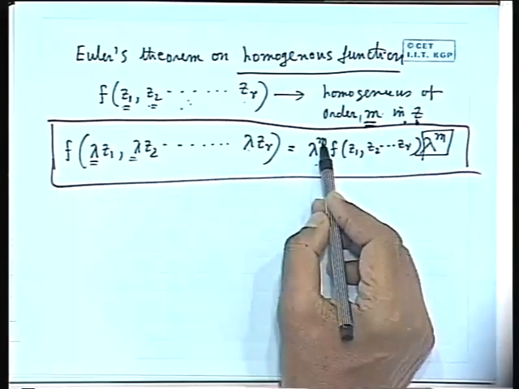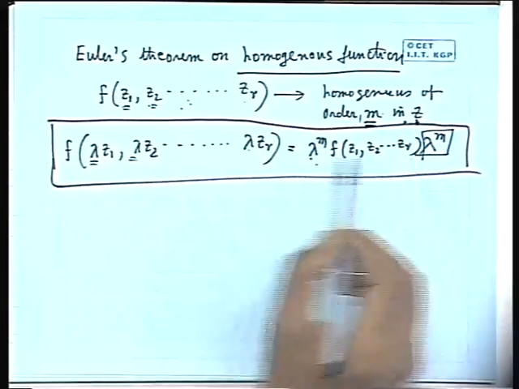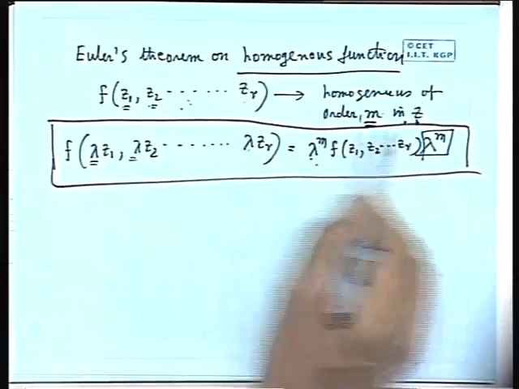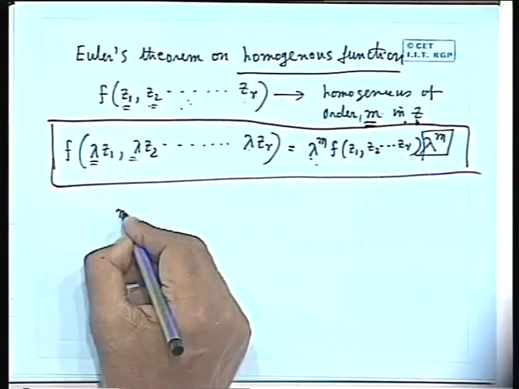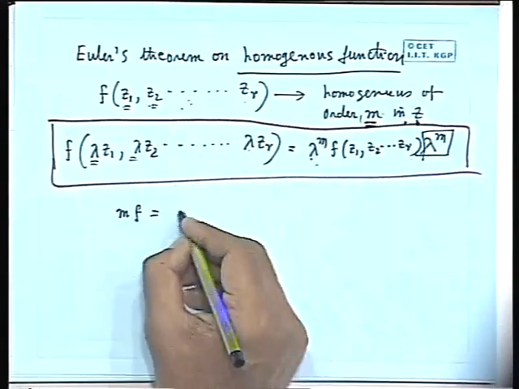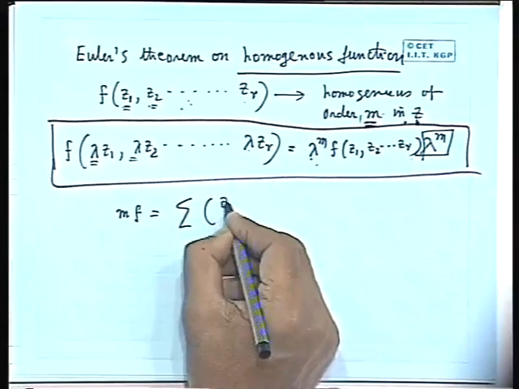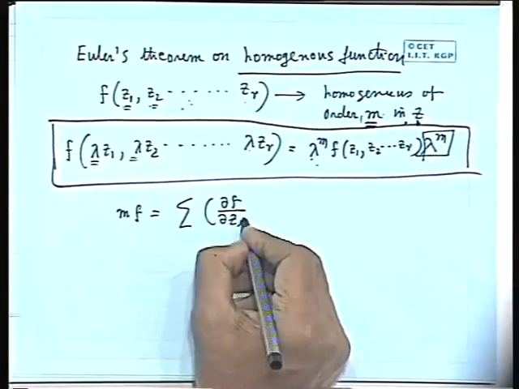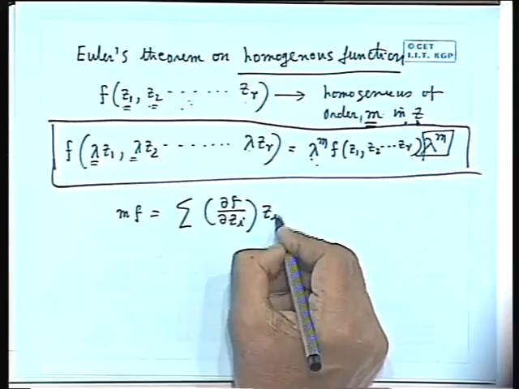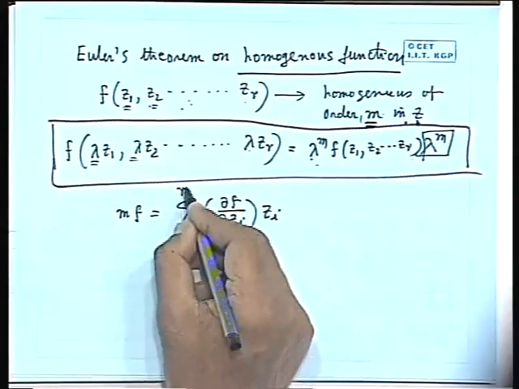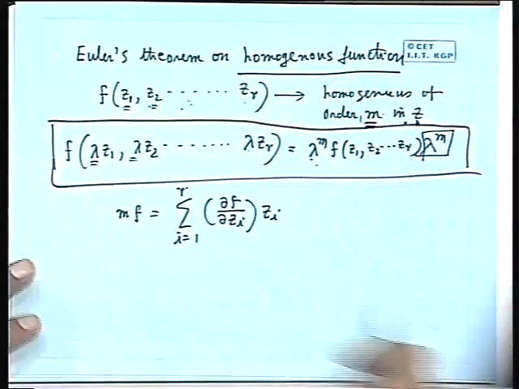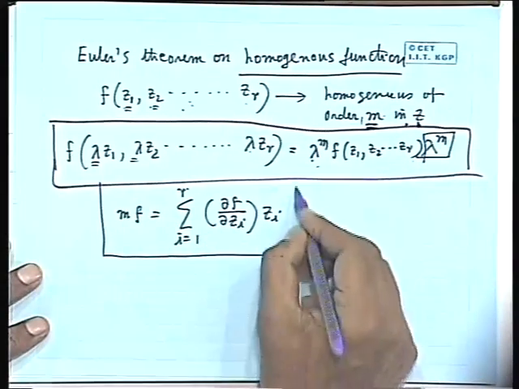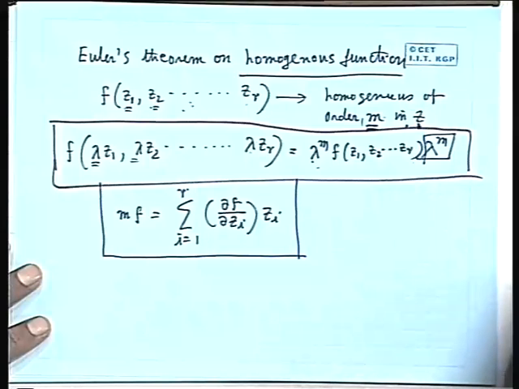If it is homogeneous of order 1, that means f(λz) = λ f(z). Now, if a function is homogeneous of order m in all the z's, then Euler's theorem says m times f, that means this function, is equal to the sum of ∂f/∂zᵢ times zᵢ, for i = 1 to r. So this is Euler's theorem. This is Euler's theorem, that m·f = Σ (∂f/∂zᵢ) zᵢ, i = 1 to r.